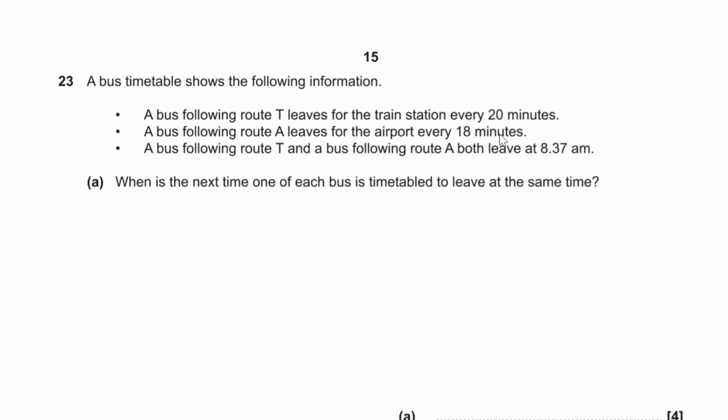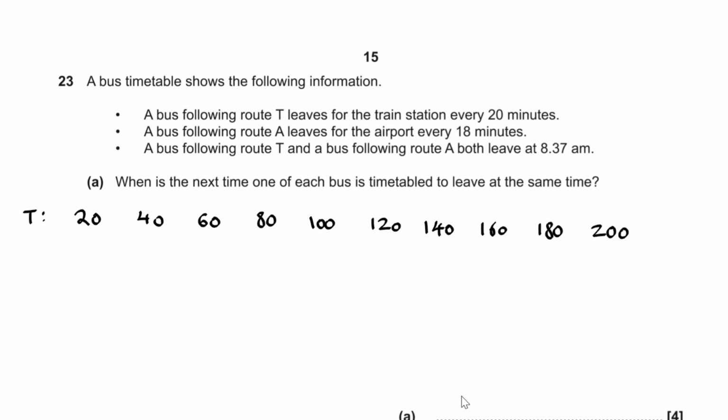Well, here we'd have to find out the lowest common multiple of 18 and 20. That tells us after how many minutes they leave at the same time, and then we add this to the 8:37. So if we consider the route T, we start off by listing the multiples of 20. So we've got 20, 40, 60, 80, 100, 120, 140, 160, 180, and 200. We can continue if you wanted to.